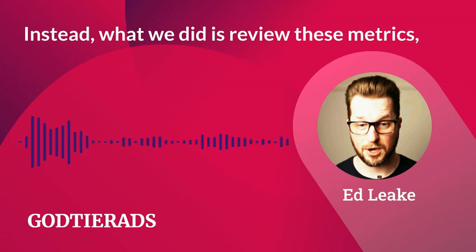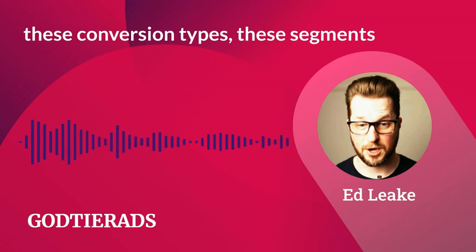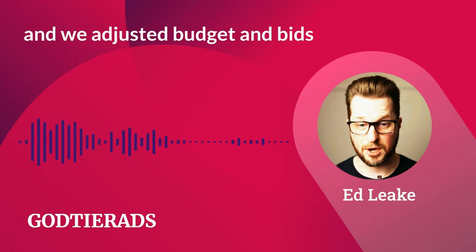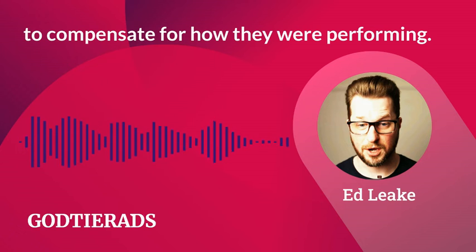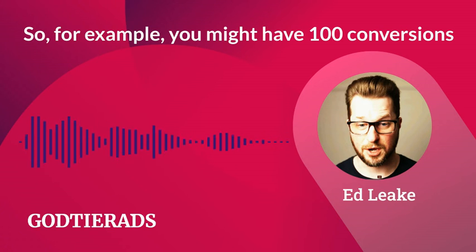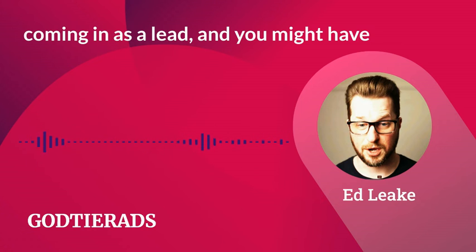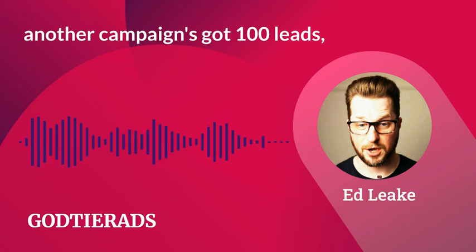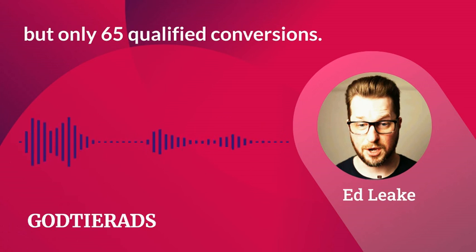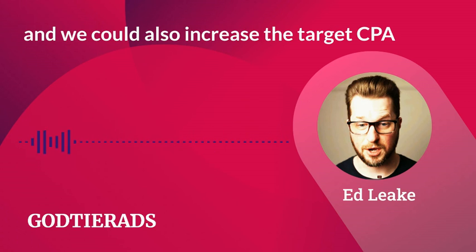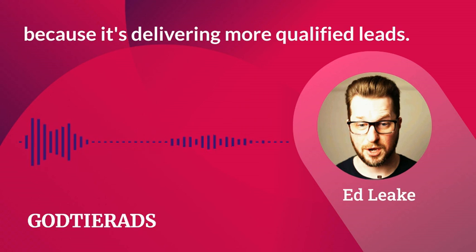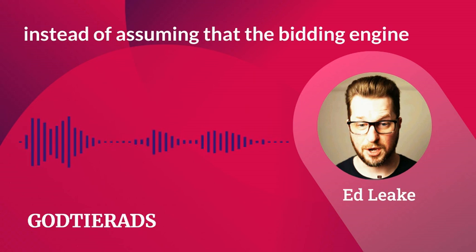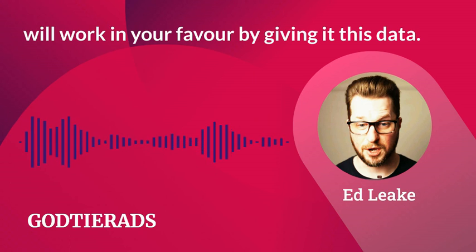Instead, what we did is review these metrics, these conversion types, these segments each week or bi-weekly, and we adjusted budget and bids to compensate for how they were performing. So for example, you might have 100 conversions coming in as a lead, and you might have 80 qualified on one campaign, and then another campaign's got 100 leads but only 65 qualified conversions. So campaign A would get more budget, and we could also increase the target CPA because it's delivering more qualified leads. So that's probably the safer way of doing it, instead of assuming that the bidding engine will work in your favor by giving it this data.